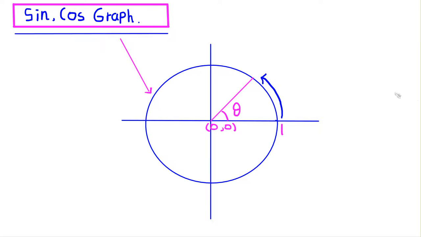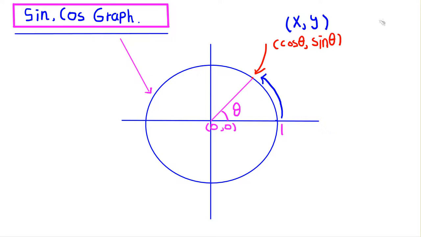And let me ask you a question. Can you find the coordinate of this point right over here? Well, it is cosine theta, comma sine theta. It is a little bit different from the normal coordinate, which is x, comma y.